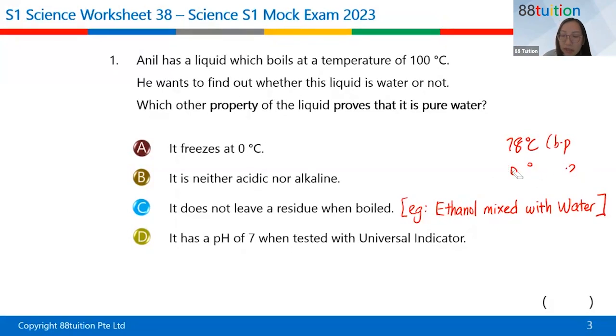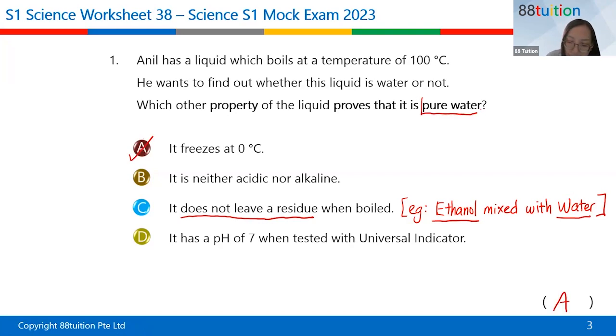So basically, these two liquids will boil off and will not leave a residue. There's nothing left behind. Both liquids will boil off eventually, and yet it is not pure water. It's ethanol mixed with water. So therefore, it cannot be C. It has to be A. So anything that is pure, please take note.